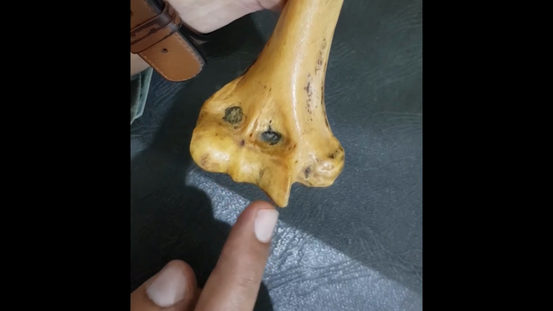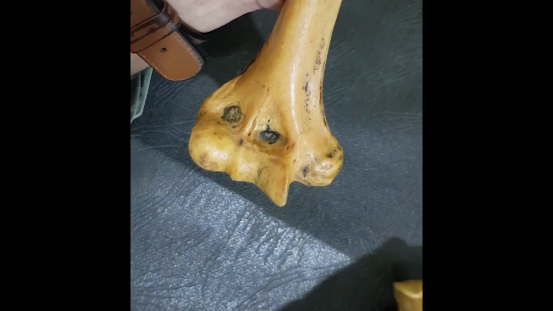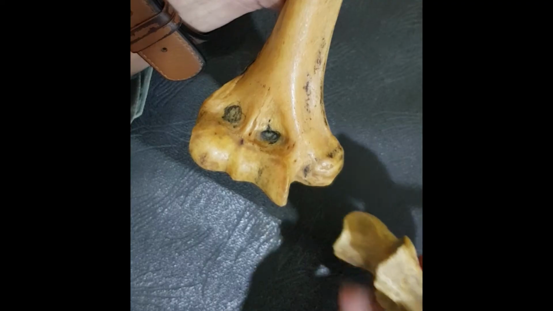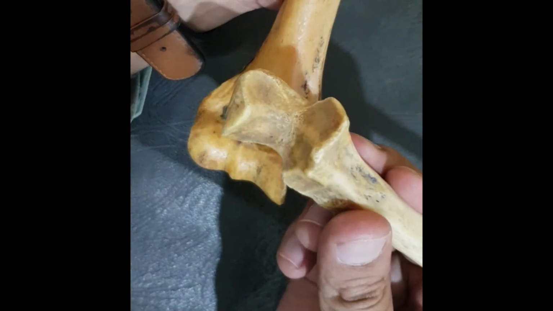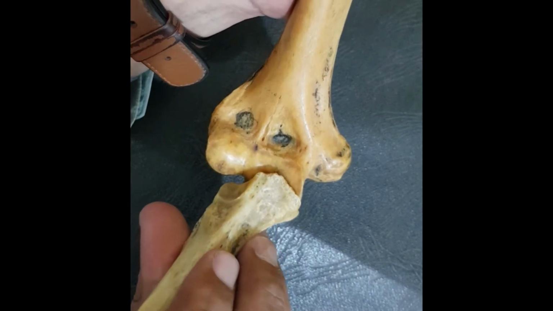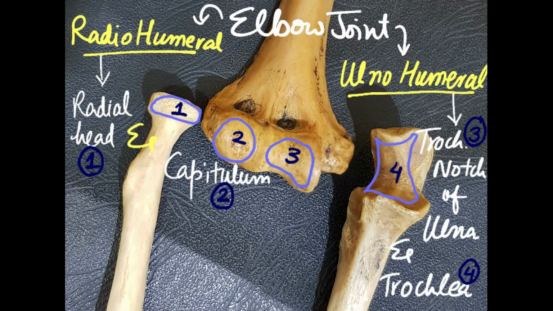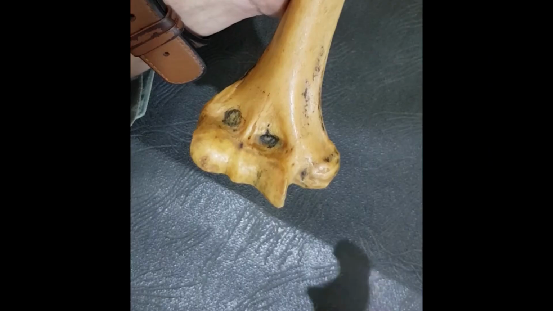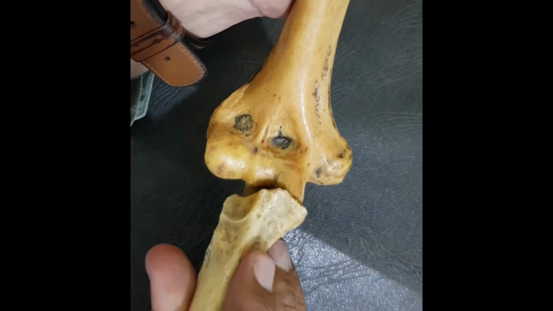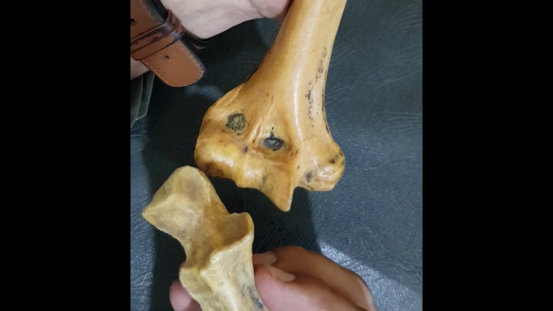The medial condyle has a smooth projection downward. This smooth downward projection is known as the trochlea. The trochlea articulates with the trochlear notch of the ulna to form the ulnohumeral articulation of the elbow joint. The elbow joint has two articulations, ulna with humerus and radius with humerus. So we say ulnohumeral and radiohumeral articulations. The ulnohumeral articulation is formed between the trochlea of the humerus lower end and the trochlear notch of the ulna.